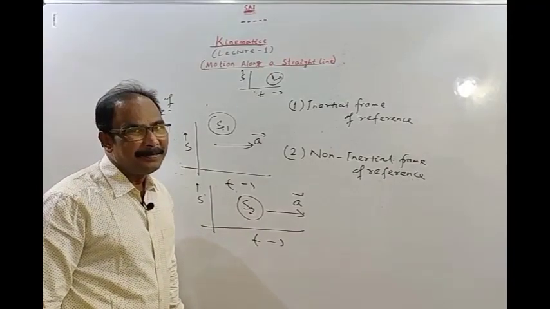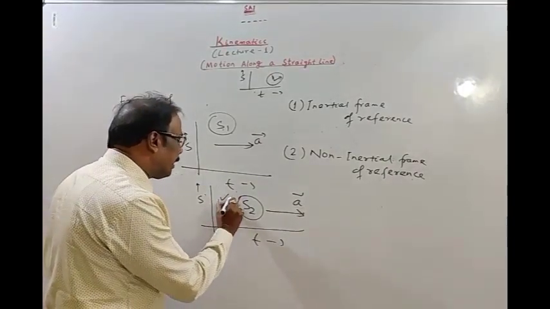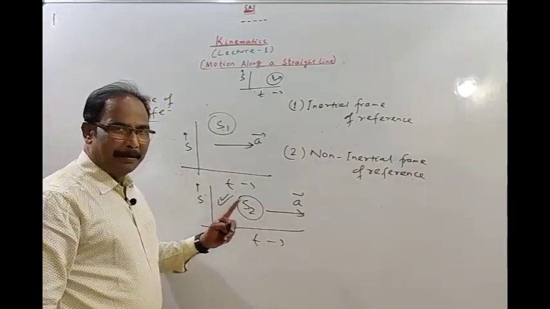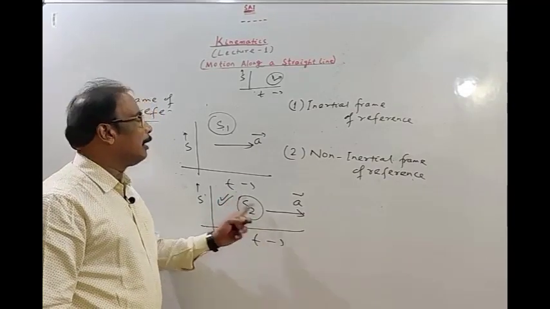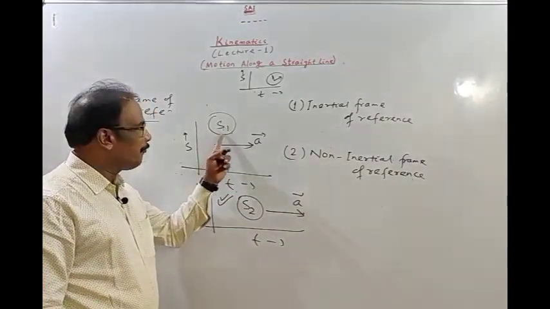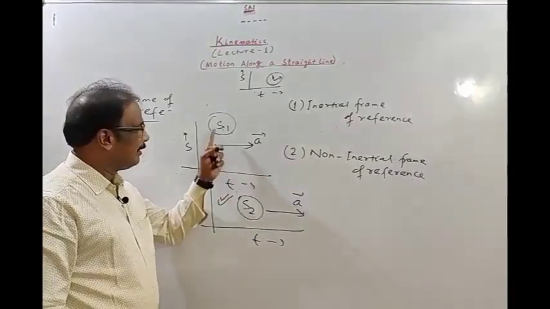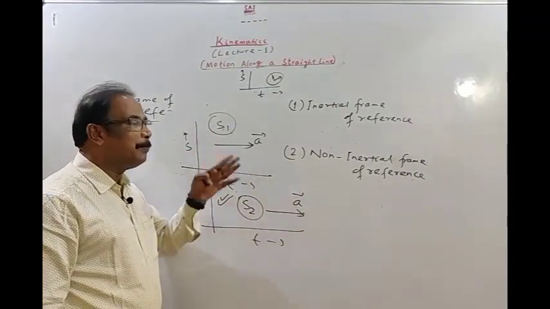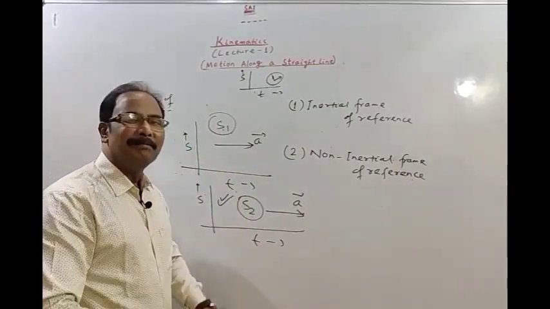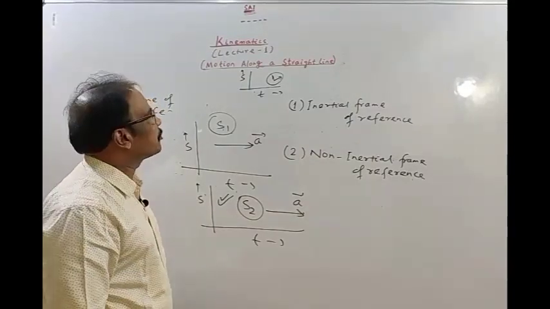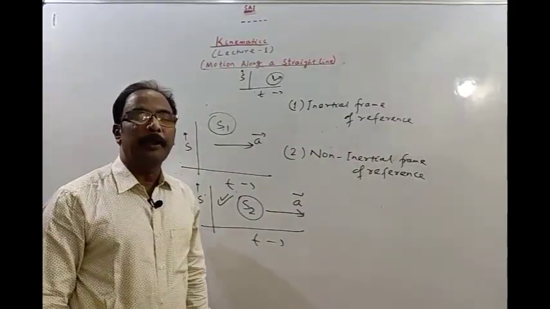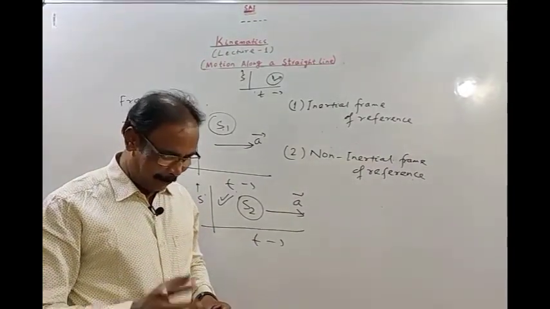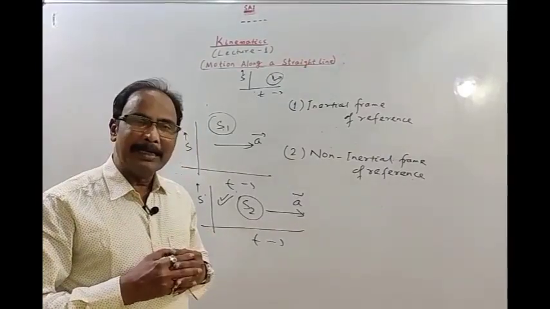If I observe, sitting inside the cabin of the second car, the motion of the first car, meaning frame of reference S1, then it will appear to move uniformly. This will be clearer in the last part of motion along a straight line, relative motion. I am only telling some lines about it.